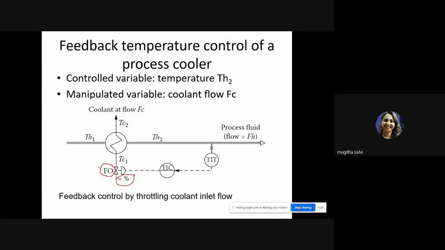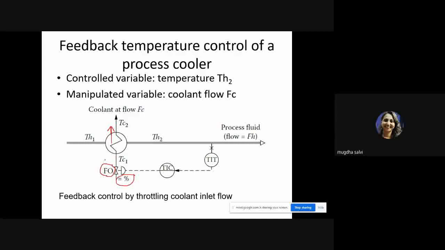In case of any supply failure for this particular pneumatic control valve, what will happen? Since it is a fail to open valve, the valve will remain fully open, thus letting the coolant pass through the heat exchanger. When the coolant is passing through the heat exchanger, it is continuously cooling the process fluid, irrespective of the process fluid being present or not. The cooling will still keep on occurring.